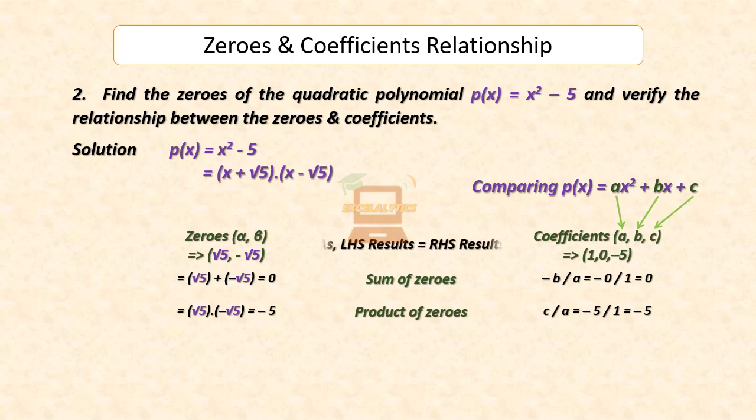Since the result from both the methods is same for both the sum, as well as the product of the zeros, we have successfully verified the relationship between zeros and the coefficients.